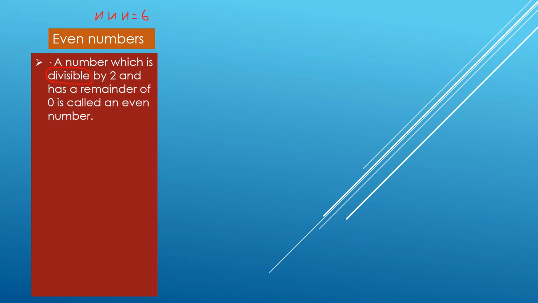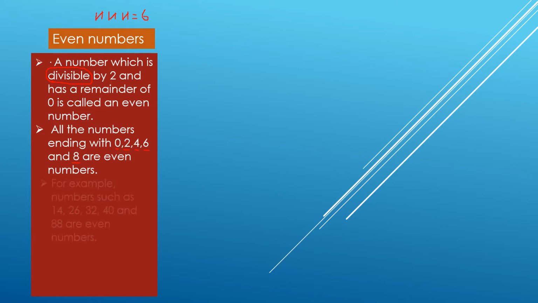Okay. Another characteristic: all the numbers ending with 0, 2, 4, 6, and 8 are even numbers. What does that mean? For example, numbers such as 14, 26, 32, 40, and 88 are even numbers. Now here, if you don't want to count your sticks, you look at the ending of the number.